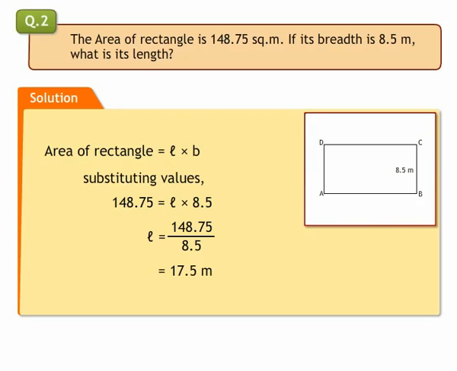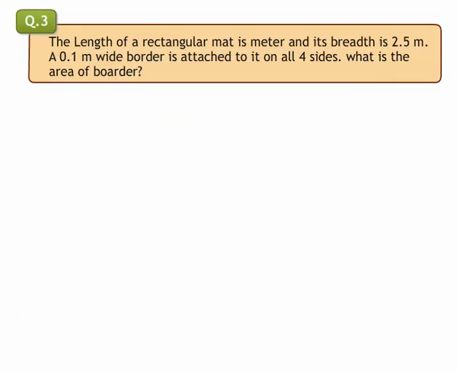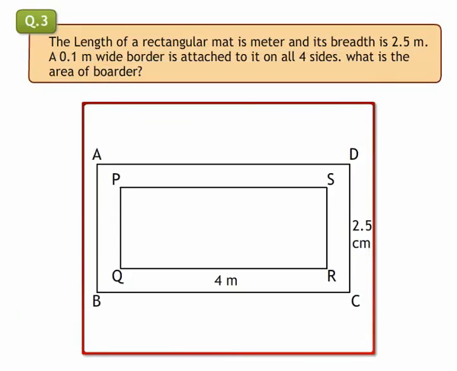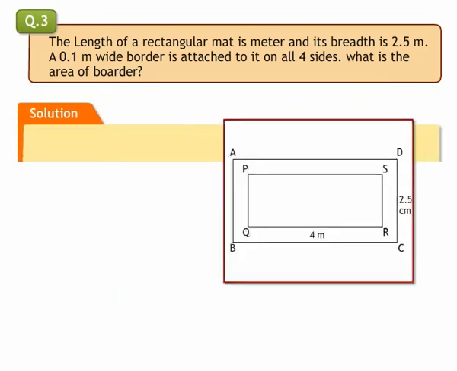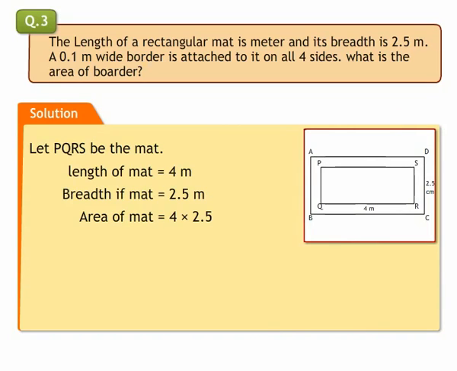17.5 meters. 3. The length of a rectangular mat is 4 meters and its breadth is 2.5 meters. A 0.1 meter wide border is attached to it on all 4 sides. What is the area of border? Solution. Let PQRS be the mat. Length of mat is 4 meters. Breadth of mat is 2.5 meters. Area of mat is 4 into 2.5 equal to 10 square meters.